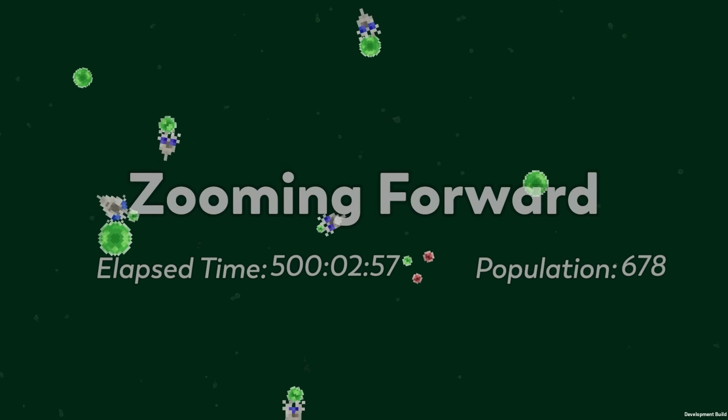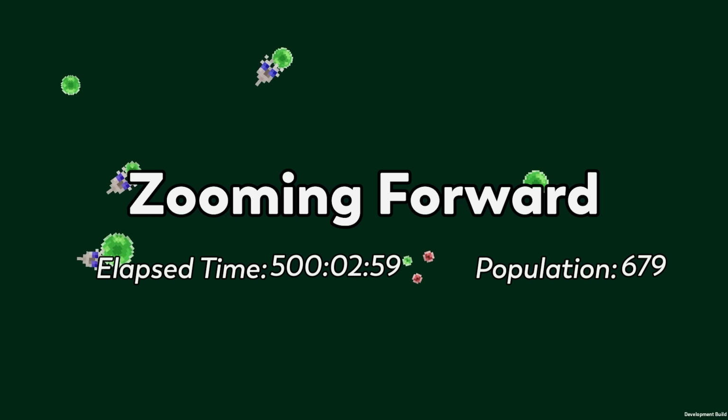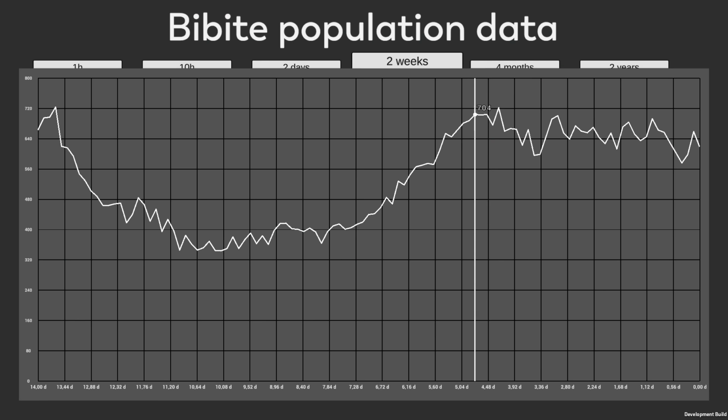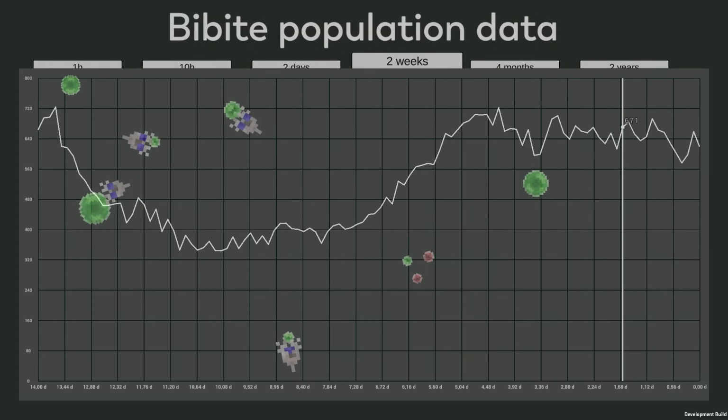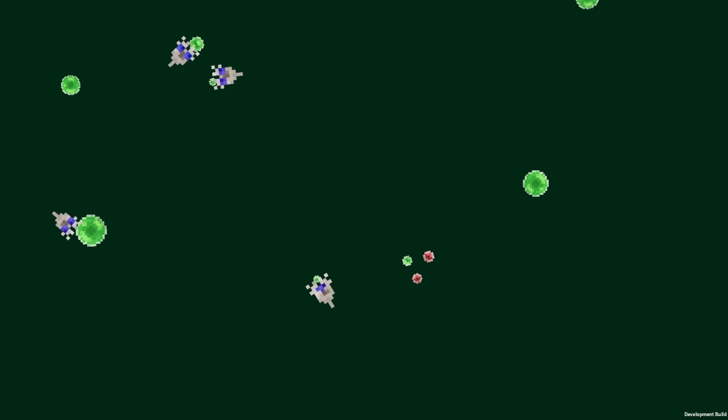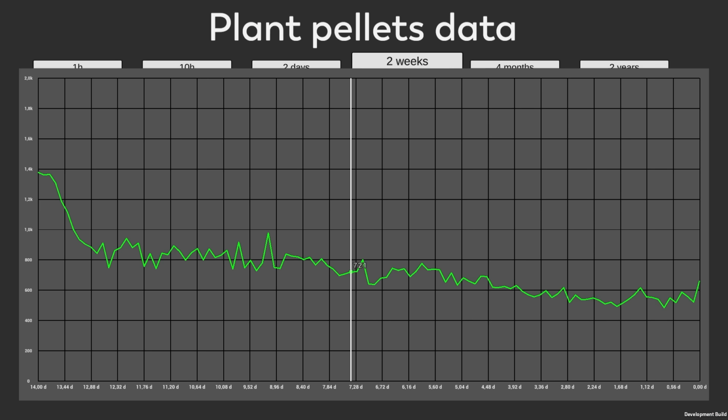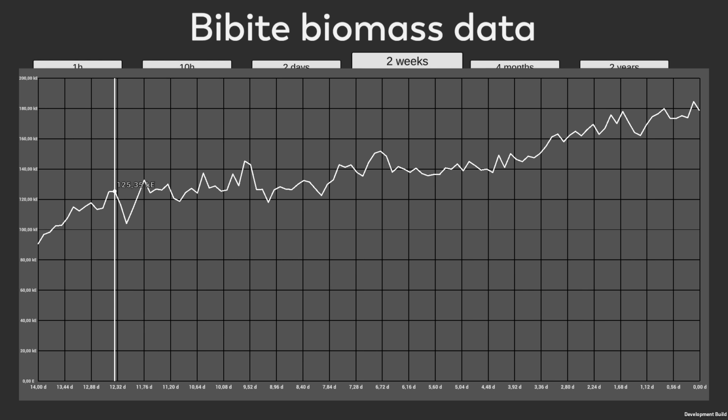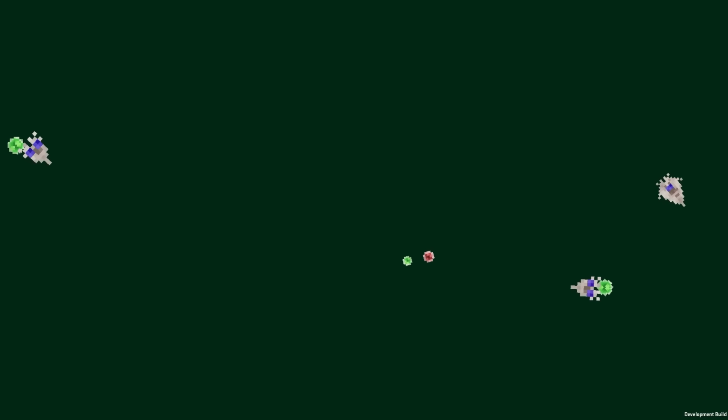Moving on, with the longer life expectancy and greater time between generations, we are letting more time pass to make sure we have interesting developments to share. At 500 hours, the population climbed back up to almost 700 individuals, which is still manageable for our computers since the number of pellets has been dropping. Along with their count, the Bibites' total biomass has also kept rising, suggesting that they got even more efficient at finding food and using energy with minimal waste.